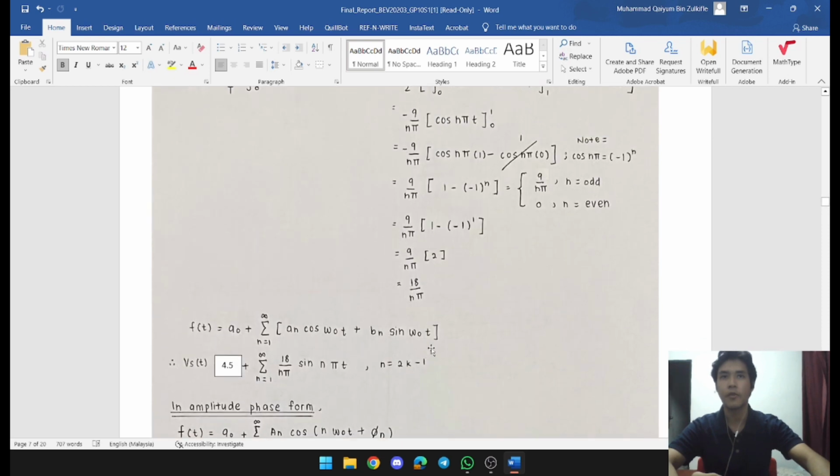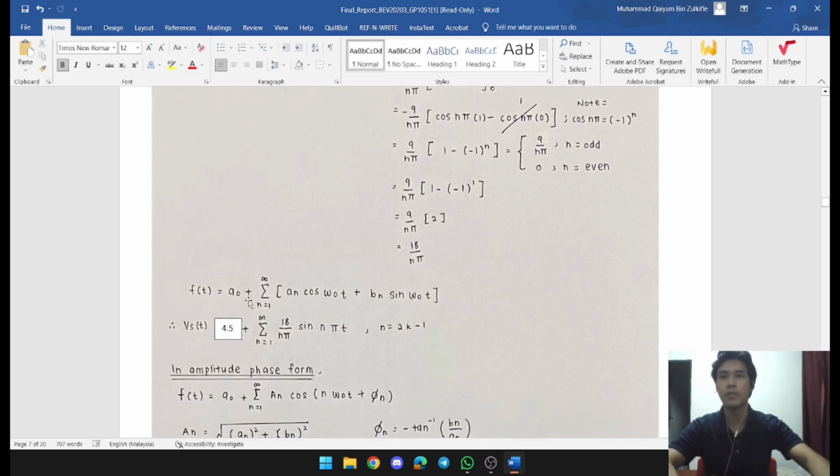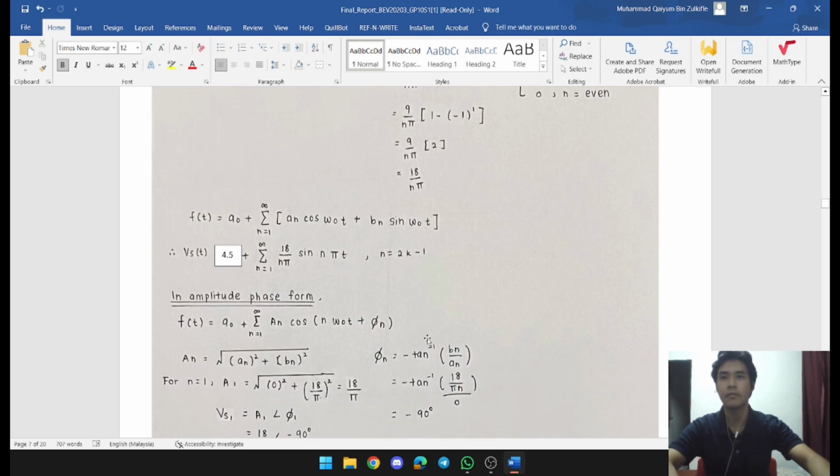So from these values, we get the Fourier series expression of f(t) equals A naught plus the sum from n equals 1 to infinity of A n cos omega naught t plus B n sin omega naught t. So then we gain the value 4.5, plus 18 over n pi sin n pi t, where n equals 2k minus 1.